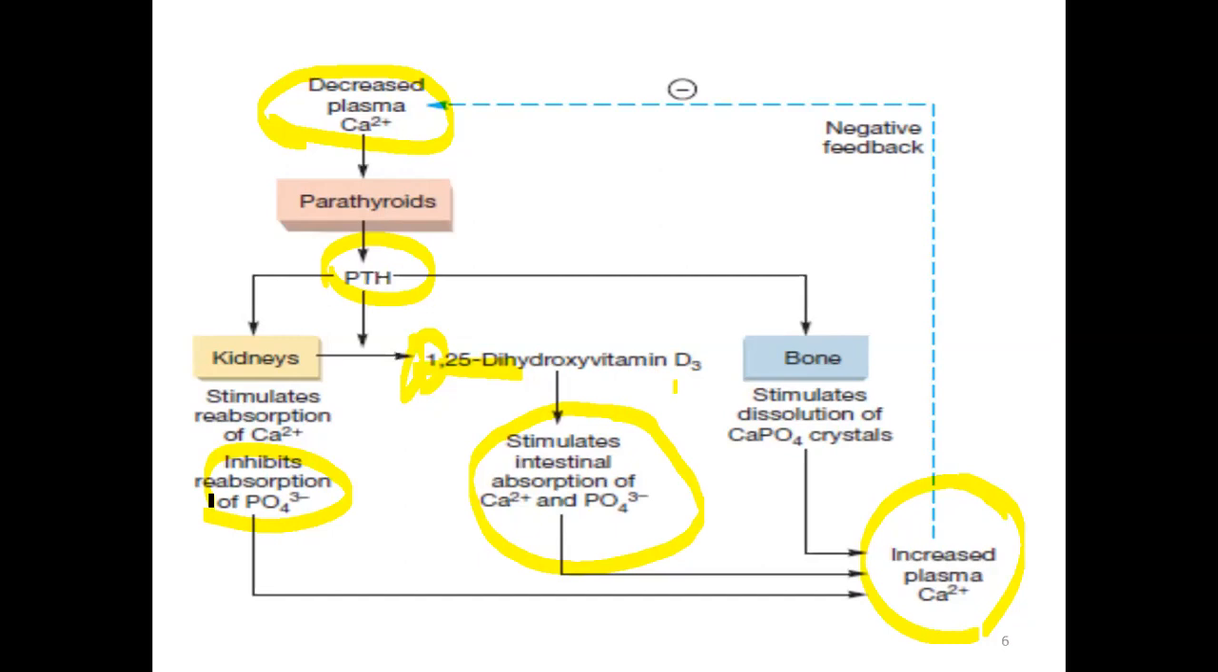Then apart from that, when you look at the effect on the bone, when hormone production is increased, it stimulates bone resorption so that the dissolution will release calcium, and this ultimately increases the serum calcium level. So this is the normal calcium regulation in the body system.